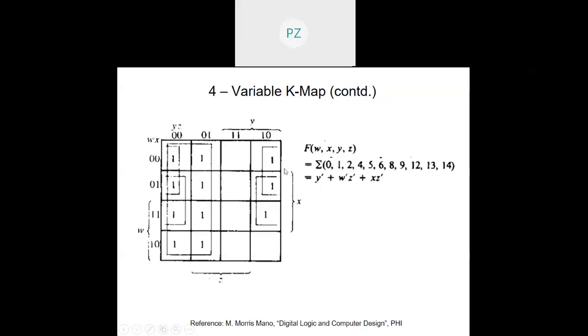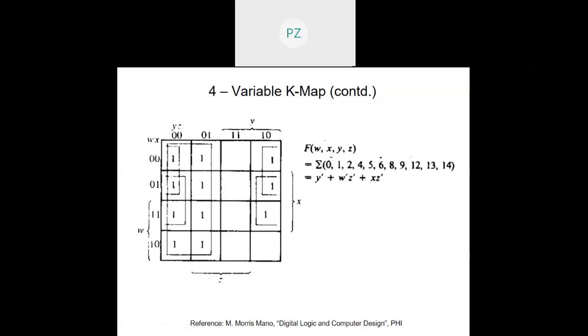So when I combine these 4, you see x gets eliminated because that is varying, and this is w bar or w dash. Again over here in these two columns, so I place a w dash here. In these two columns, I see that this is z dash and y gets eliminated. So w dash z dash. Y dash is what I got from this one, and from this one I got w dash z dash. Still this one remains. I have to cover all ones.